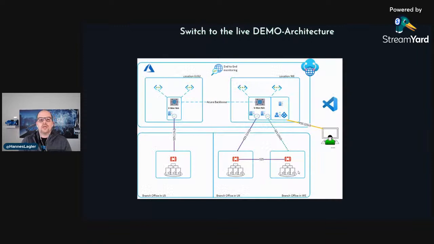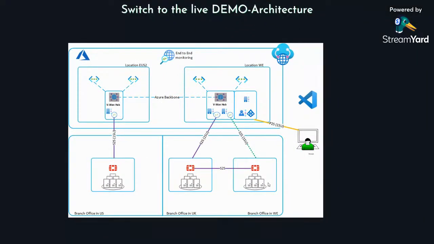Let's go to the live demo. This is exactly the live demo that I've provisioned in my environment. We can see here we have two different regions from the Azure perspective: East US 2 and West Europe. We have one branch office in East US with site-to-site VPN connectivity, one scale unit, 500 megabits, to the nearest vWAN hub.